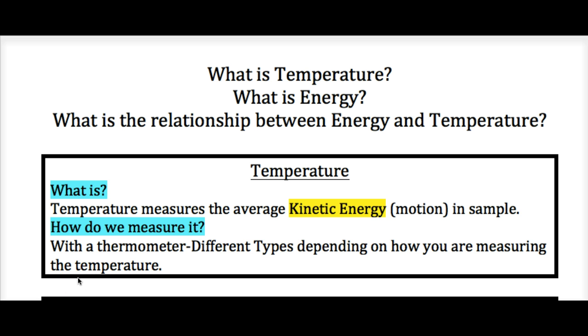And how exactly do we measure that? Well, we measure it with a thermometer, and there are going to be three different types of thermometers or three different types of temperature scales that we talk about tonight. So being that energy was in the definition of temperature, let's spend some time talking about energy again and make sure we really know what that means, and then we'll go back to temperature.